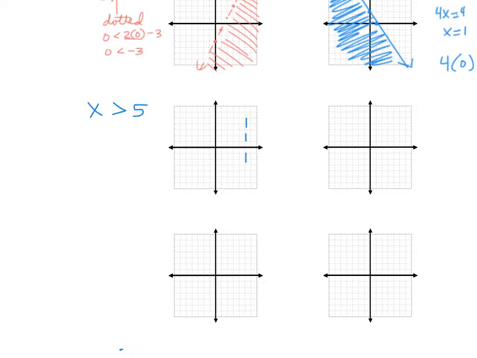Because it's got the no bar, right? So you would do this. If x has to be greater than 5, plug in a 0. Is 0 greater than 5? Negatory. No, so your shading would go away from 0, 0. Okay? How about this one?